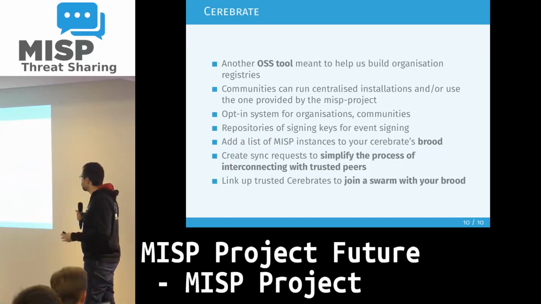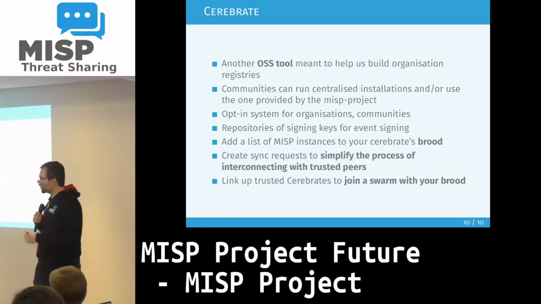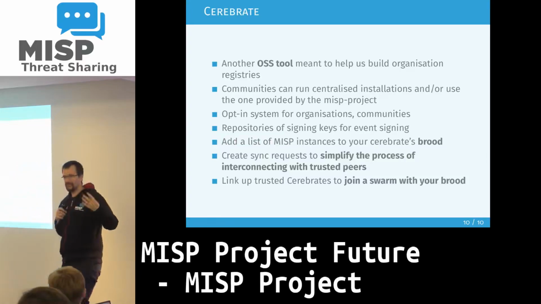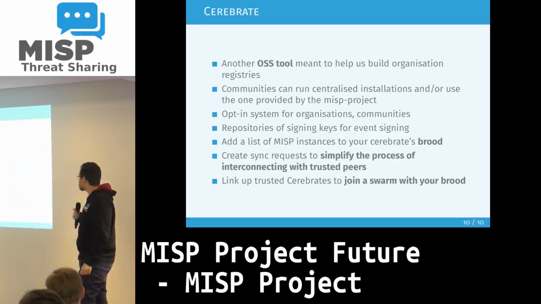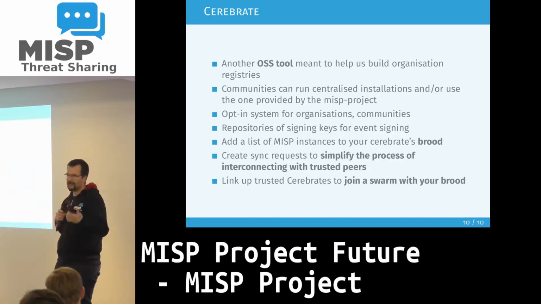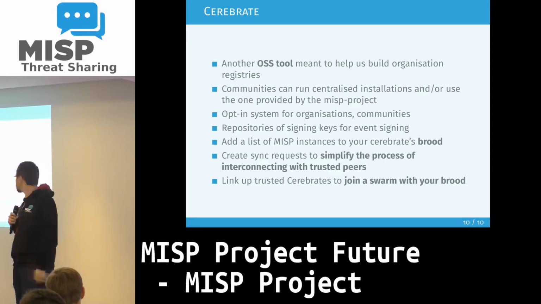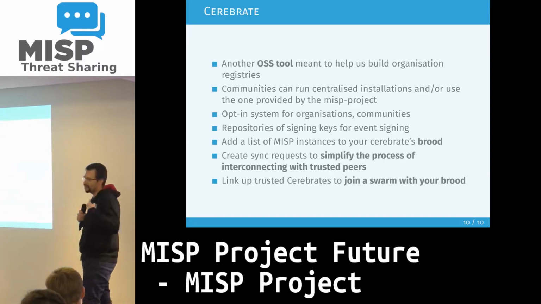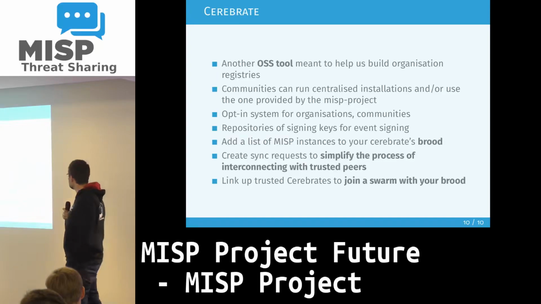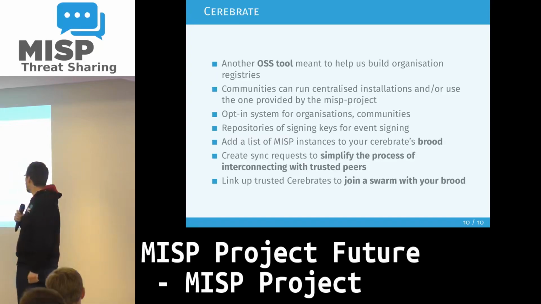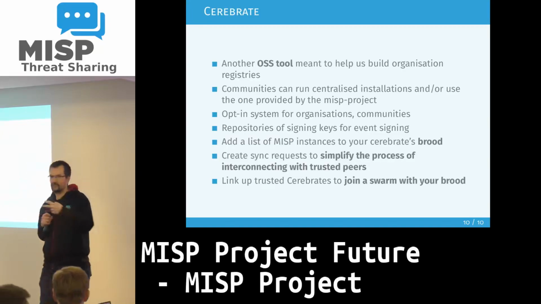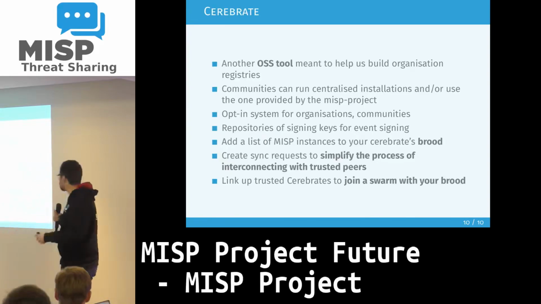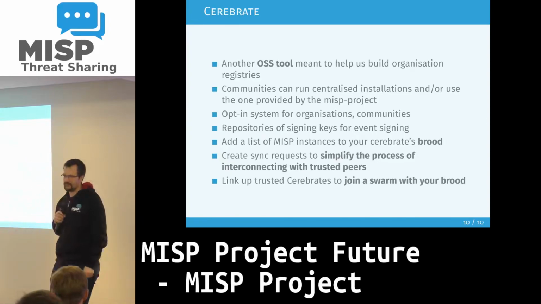The idea will be simple. You can run a Cerebrate server, or you can ask your communities to give you access to their Cerebrate server. Each of these Cerebrate servers consists of a brood of different MISPs. It can help you to interconnect each of the different MISP instances within this brood, if the willingness is there from both sides of the peers. And then you can interconnect your individual Cerebrate with others to exchange information if there is a need to exchange organization information between them. And then you can join this swarm of different Cerebrates out there.